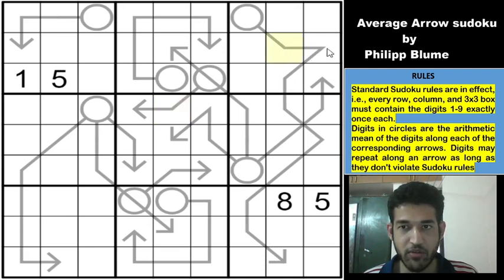So for example, you have 1, 2, 3, 4, 5, 6, 7, 8, 9 digits along this arrow stem, which means that the total when divided by 9 will give you the arithmetic mean, and that digit has to be present in the circle. Digits may repeat along an arrow as long as they don't violate Sudoku rules. Okay, so you can have repeating digits along the arrow provided they don't violate the other rules. So you can have, for example, row 5 column 3 equal to row 8 column 5. There is no problem with that.